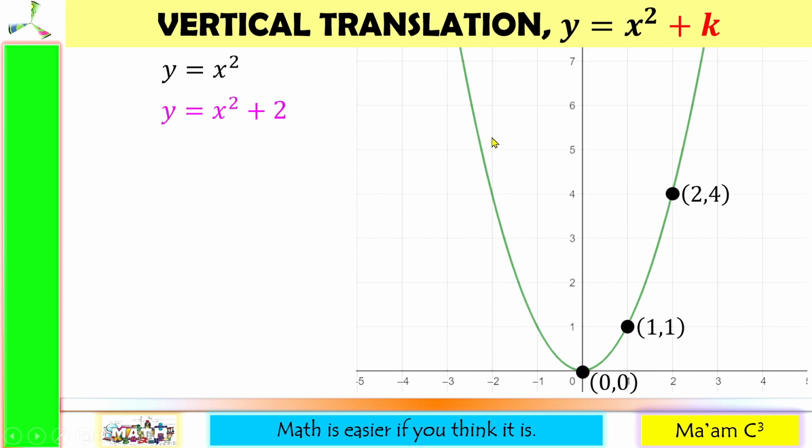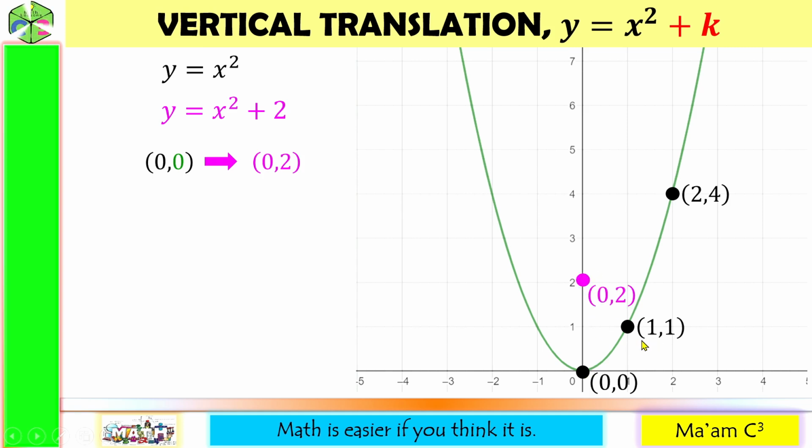So what do you think will happen to our mother graph? Once again, let us make use of our key points here. We have 0, 0. Focus our eyes again on the y value. This time, add 2. 0 plus 2 will give us 2. So the new graph will pass through 0, 2. Let us graph that. 0, 2.